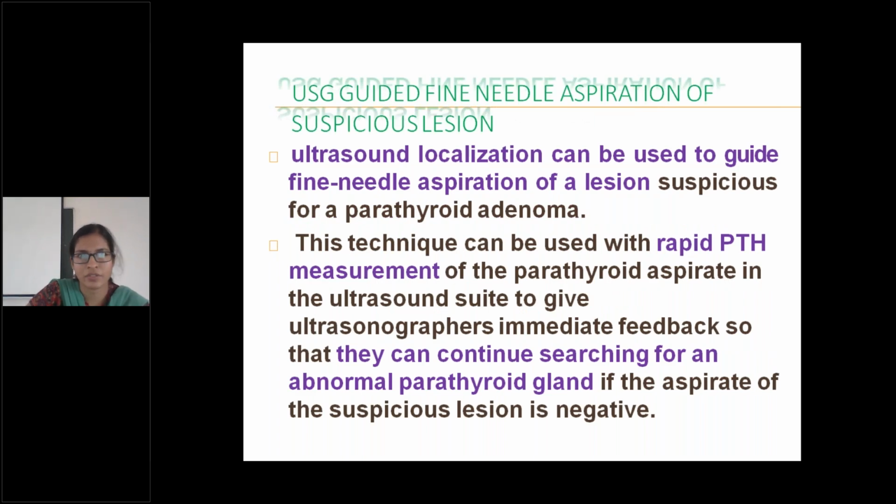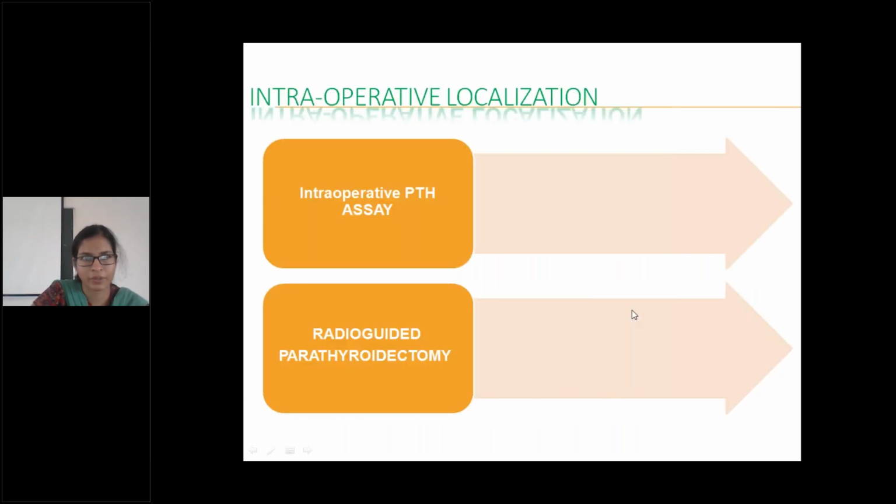Ultrasound guided FNAC, aspiration of a suspicious lesion. This is also done intraoperatively. We go for frozen section if needed. If FNAC says it is parathyroid, we remove that. Rapid parathyroid hormone measurement of the parathyroid aspirate is also used intraoperatively. Intraoperative parathyroid hormone assay and radio guided parathyroid surgery.